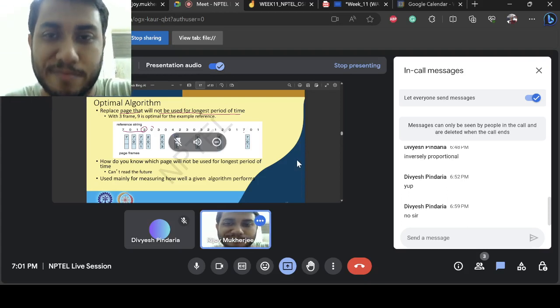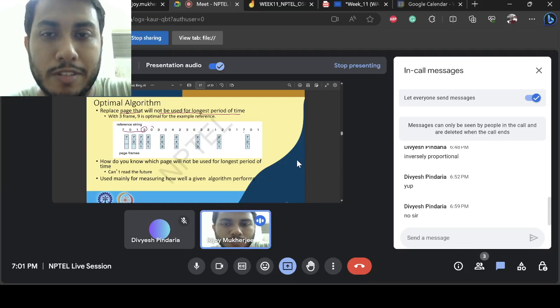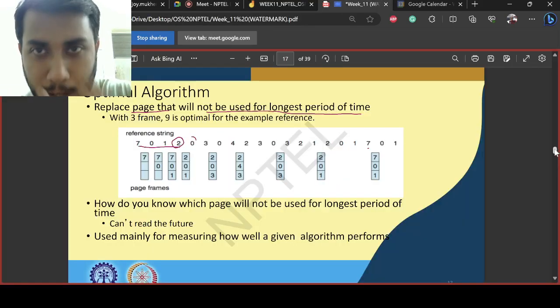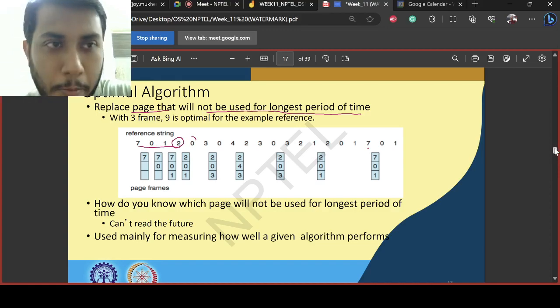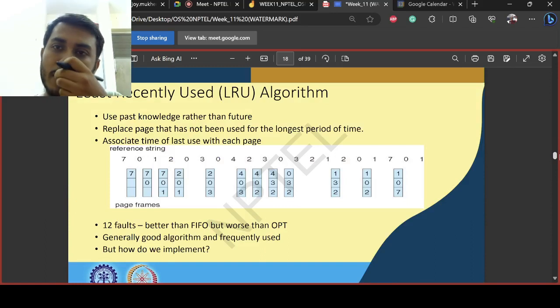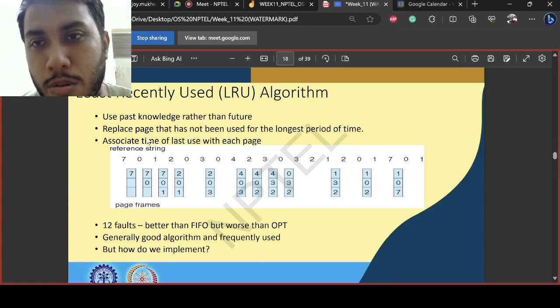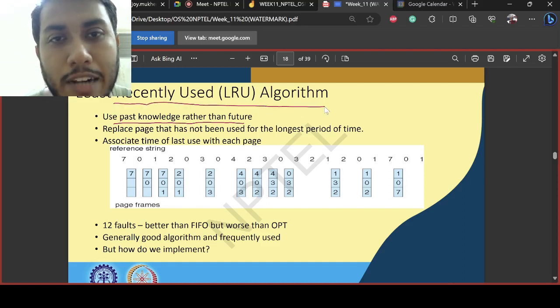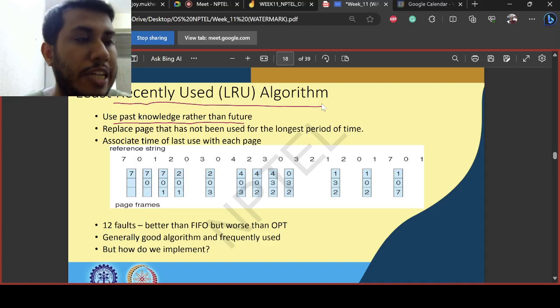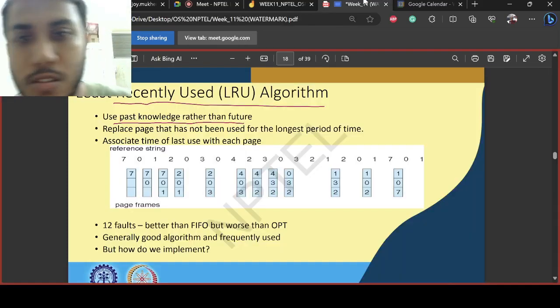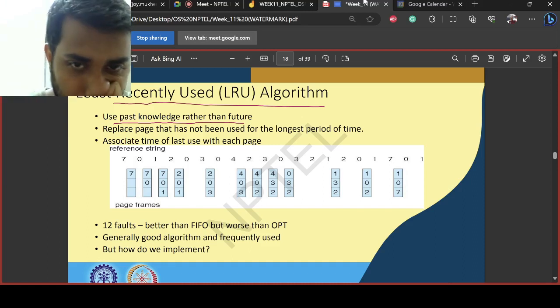But we don't know the future. So this algorithm is not much useful in our case then. So we will use something different. We'll use the past knowledge rather than the future. So this is called your least recently used algorithm. So we'll replace the one which has not been used for a long time. So let's look into it.